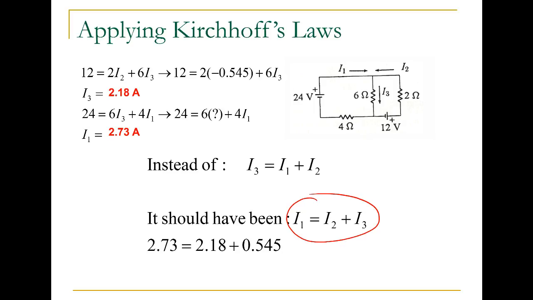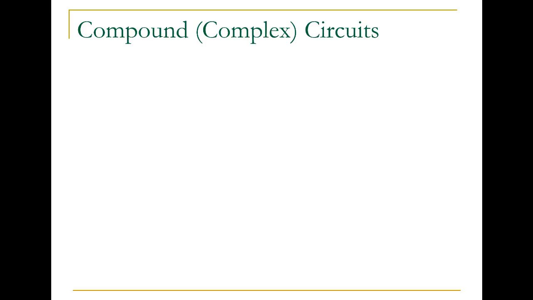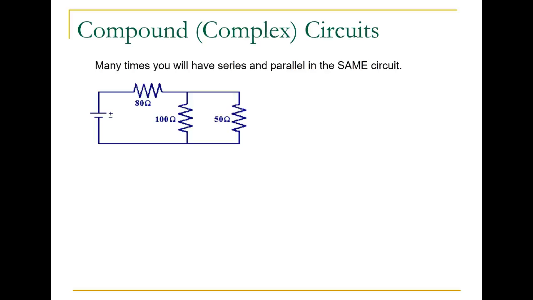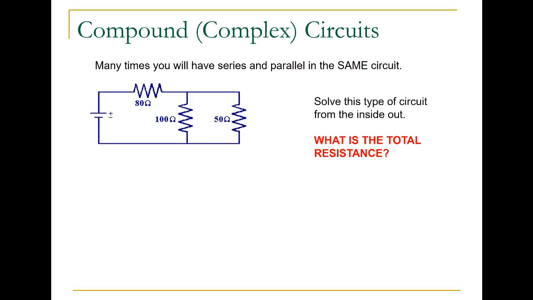Okay. And basically what we just did was a compound or a complex circuit, which means that you have some sort of combination of series and parallel. And the strategy is the same. You take the circuit and you solve it from the inside out. So what does that mean?